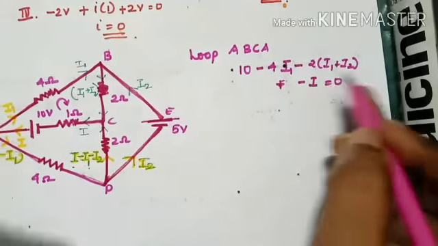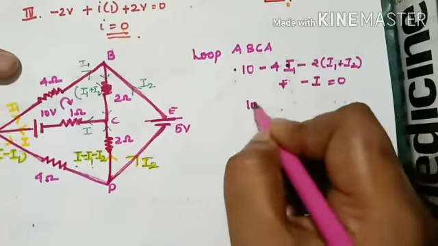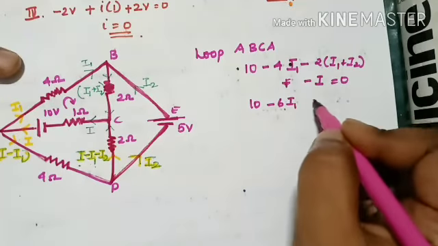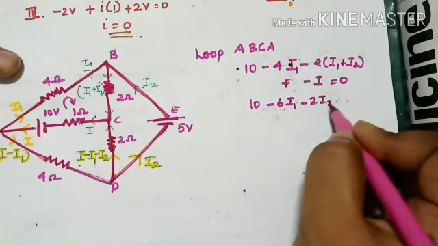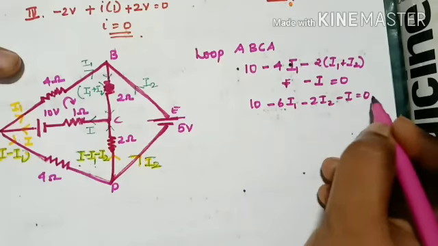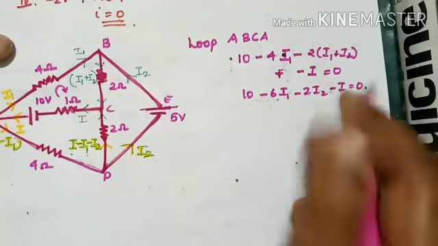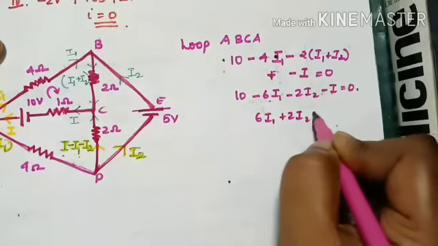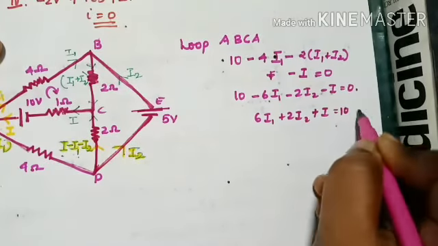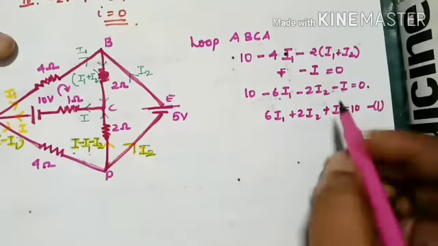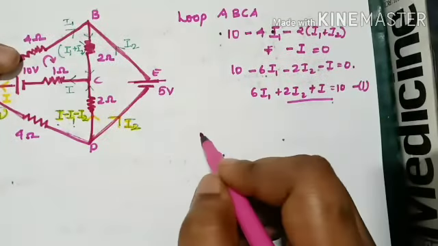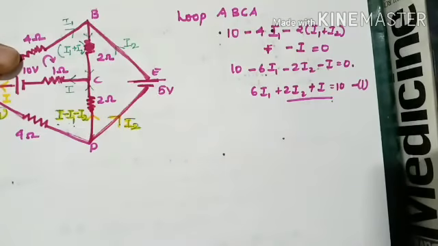Now let's rearrange the terms which are common. 10 I will write here. I1, there are 2 terms, so it is 6 I1 minus 2 I2 minus I is equal to 0. Let's bring 10 over here. So that becomes 6 I1 plus 2 I2 plus I is equal to 10. So that's the first equation. Keep it there itself. Clear? Now I'm moving on to the next loop.